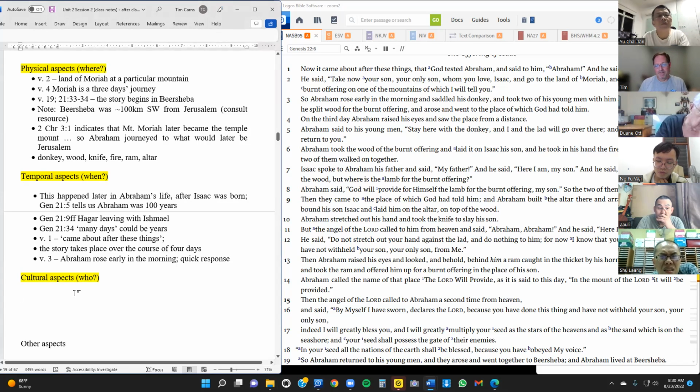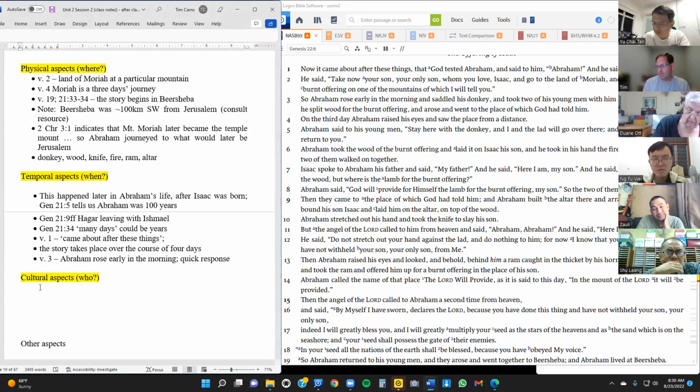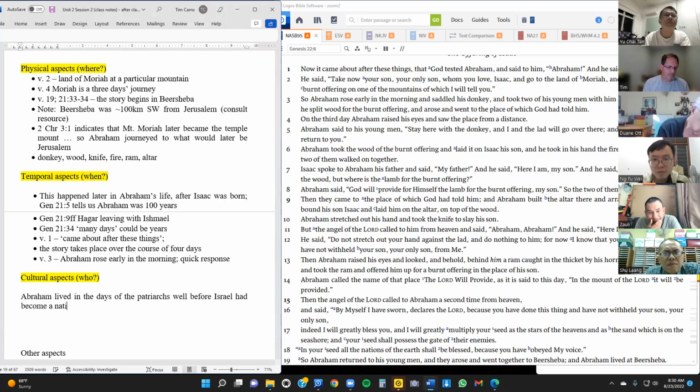But okay, good. Now, as far as cultural aspects, for this, Israel was not yet a nation. So we're in the time of Abraham, in the days known as the days of the patriarchs, right? Abraham, Isaac, and Jacob. So this is well before Israel had become a nation. This is well before the Mosaic covenant, well before the law was given. So this was a much earlier point in time.